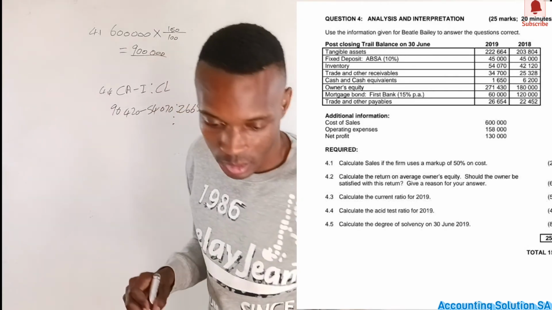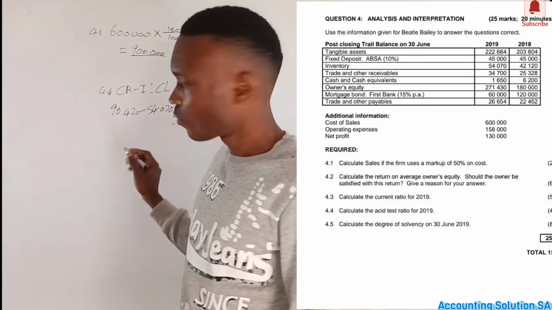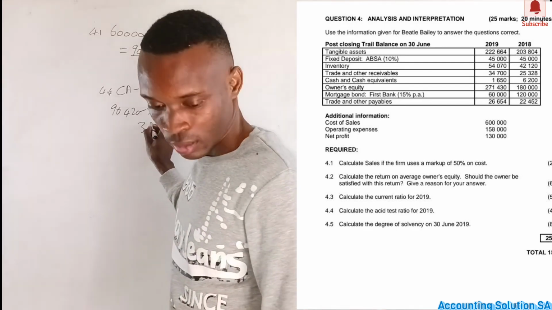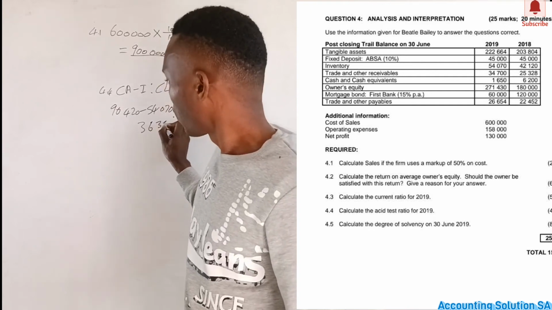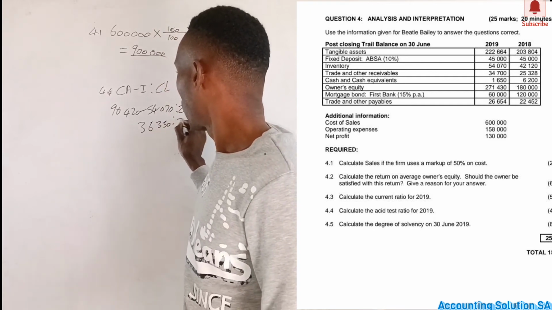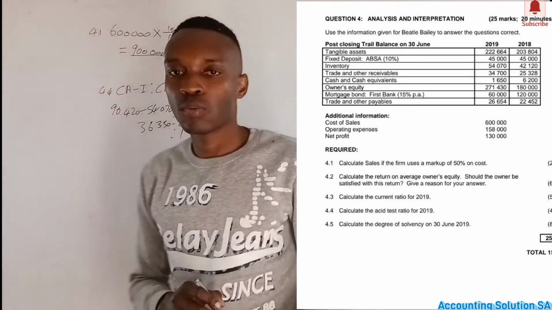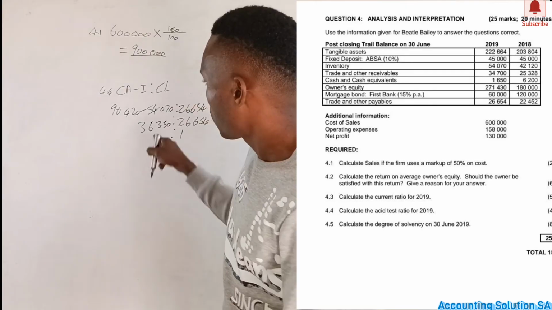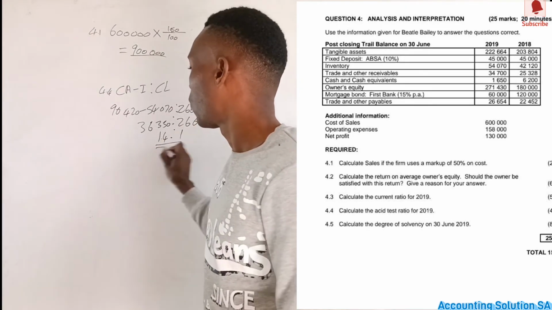Then after that, it's going to give us an amount of 36,350 over 26,654. This side is always 1. Then if you take this one and divide by this one, it's going to give you 1.4.